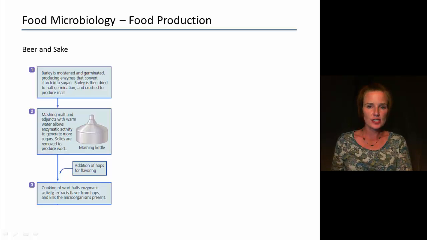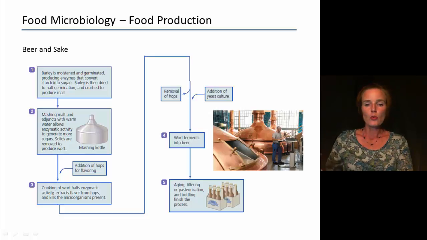We have a couple of different steps where we're going to try to get those starch molecules converted into sugar. This involves allowing the grain to germinate some. It involves mashing it up and mixing it with some water so that we get even more enzymatic activity. And then we're going to kill off ultimately the microorganisms that are there. Once we've done that, we're going to add the yeast culture.